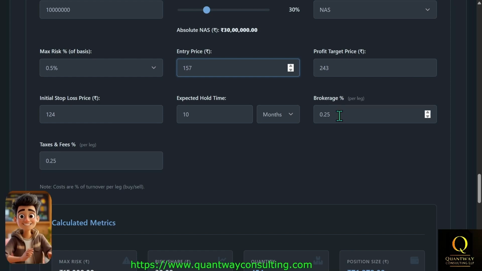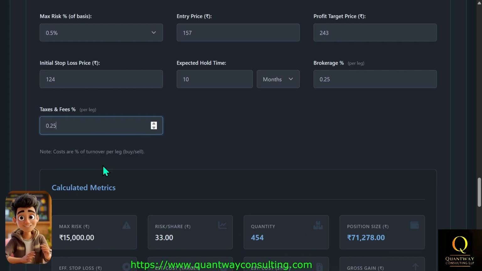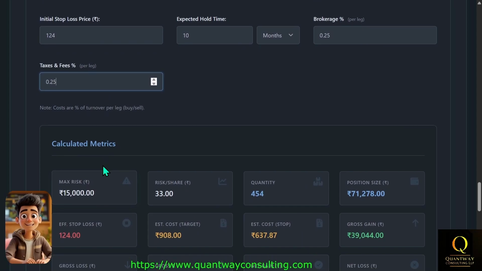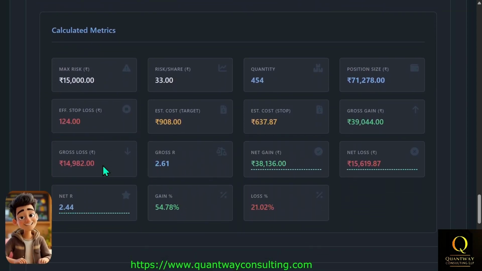The brokerage and taxes and fees section helps you put in the expenses you have when you execute the trade. By default, we have 0.25% per leg. Typically, 1% is the cost of one complete round trip in trading. In the next section, we have calculated metrics. This section is auto-generated. It highlights the metrics for the trade you designed. You clearly get to know what to expect from the trade.